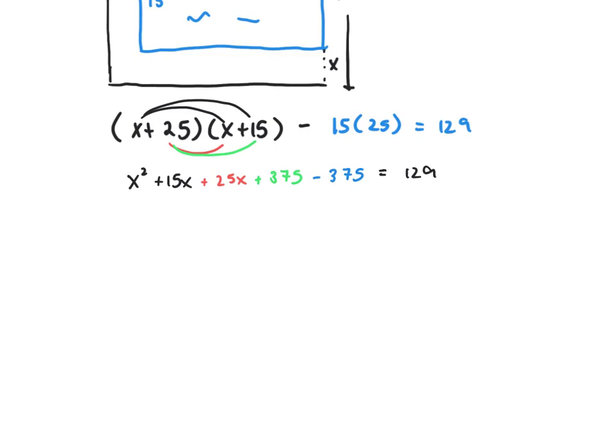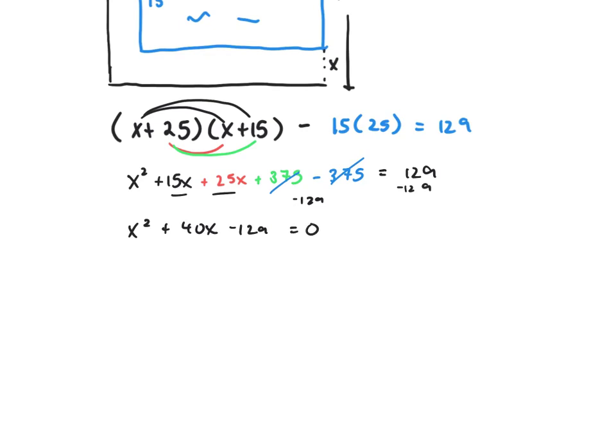Keep going here. So we get x squared plus 15x. Let's go ahead and combine those two. These two here are 40x. And then we're going to subtract 129 from both sides right here. So minus 129. Notice that these two drop out, and now we're equal to 0.